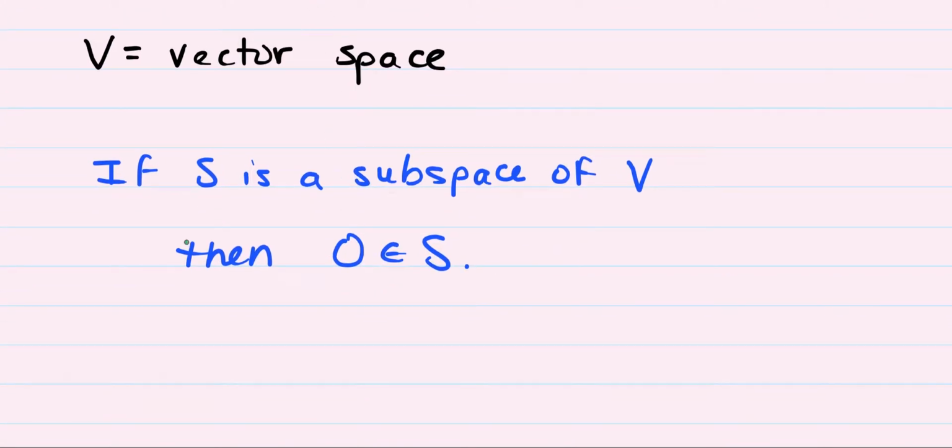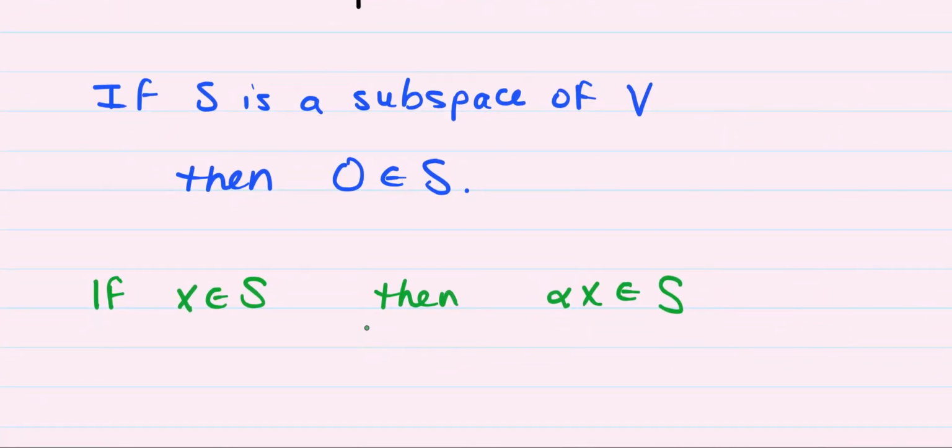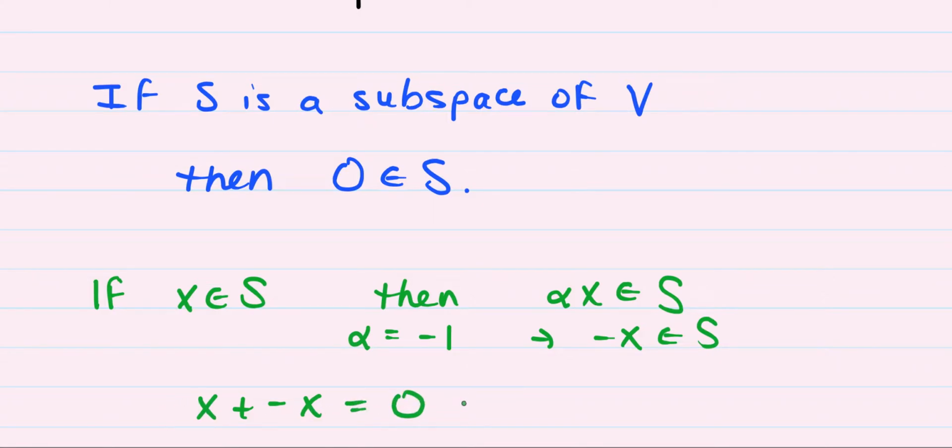How can we show this? Well, if X belongs to your subspace, remember your subspace is non-empty, then alpha times X belongs to your subspace. And if alpha is equal to -1, you can see that negative X belongs to your subspace. And a subspace is closed under addition. So this sum, X plus negative X, belongs to your subspace. So you see that 0 belongs to your subspace.